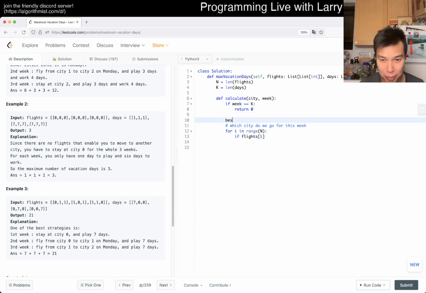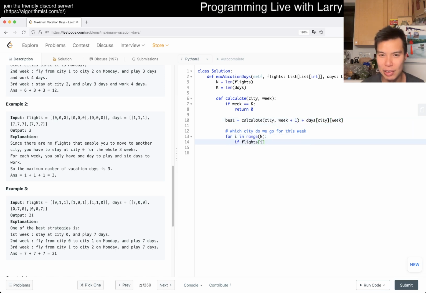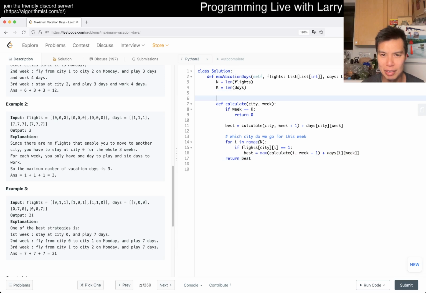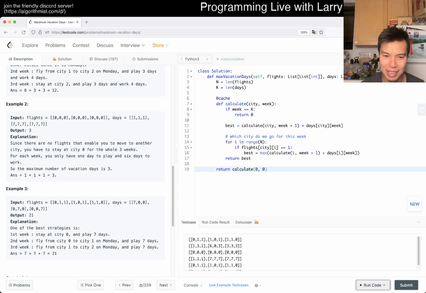Okay, so here we can actually set the best thing, right? So if the default is calculate city, week plus 1, plus days of city, week, that's our default answer. And now if we try to go somewhere, we go from city to I. If flights of city to I is equal to 1, then best is max, in this case, of calculate I and week plus 1, plus days sub I, week. Nope, not city, plus I. And then that's it, really, I think. I'm going to do memoization. I'm not going to go over that deeply. And we start at 0, 0, and I think that should be okay. A little bit tired, so hopefully this is just right.